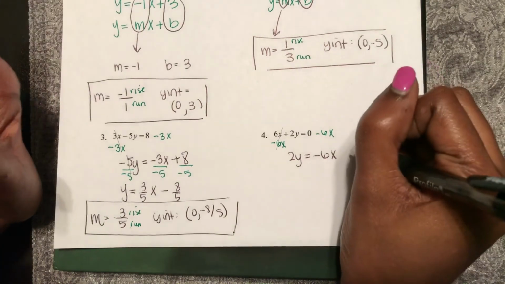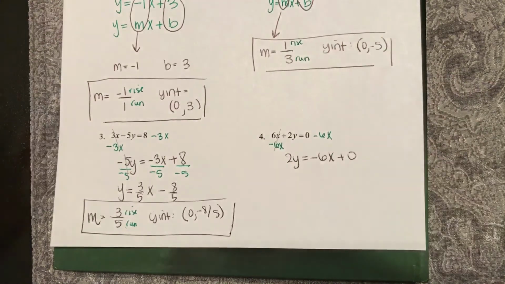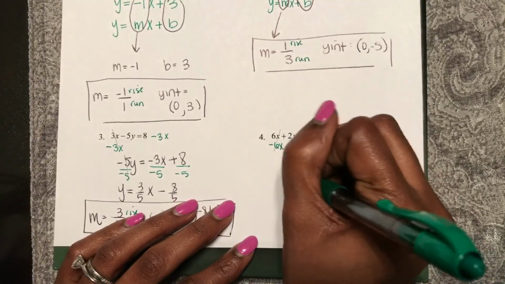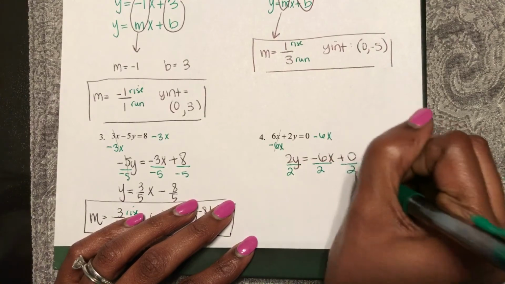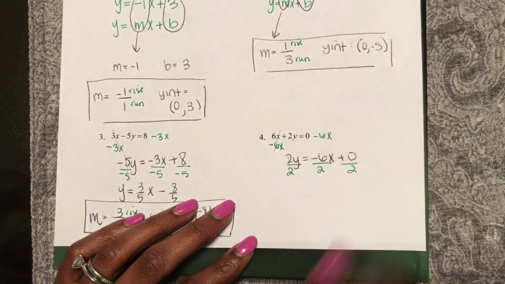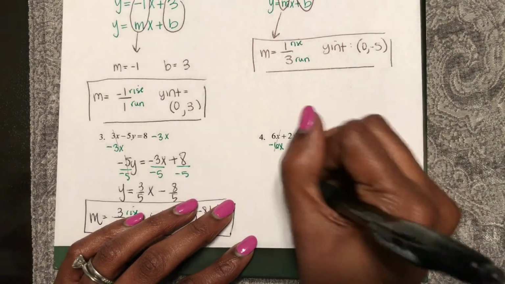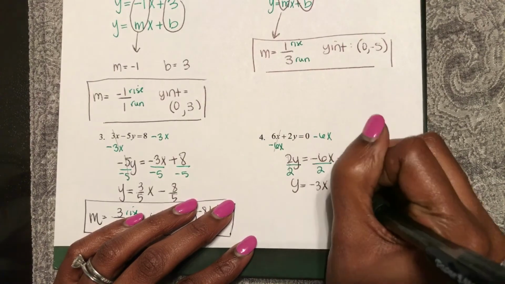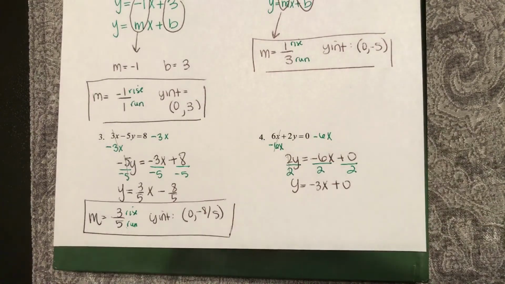Or if you're confused by that, you can rewrite it as negative 6x plus 0 so that you don't forget that there is a y-intercept going on the end. So now how do I isolate y? Divide by 2. These cancel. So I'm left with y equals negative 3x plus 0. So I wrote that 0 so that we don't forget that that y-intercept is there.